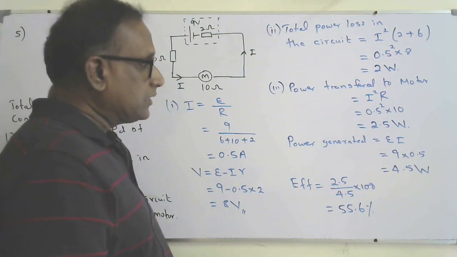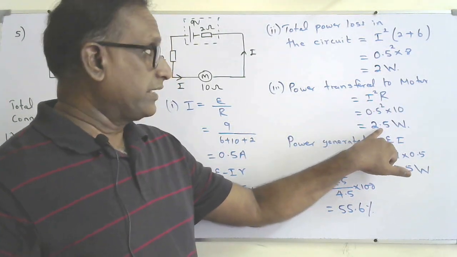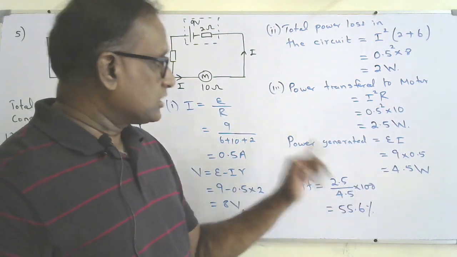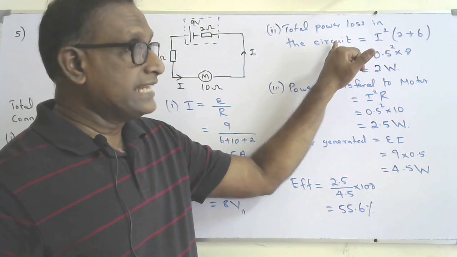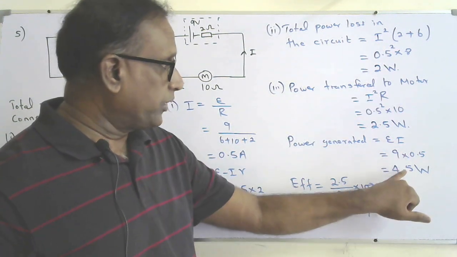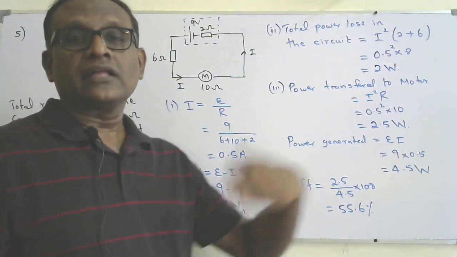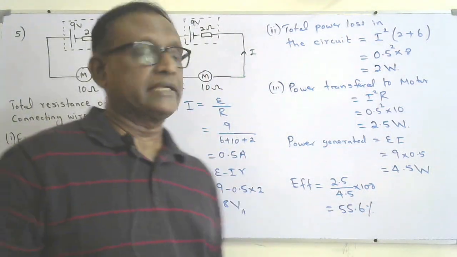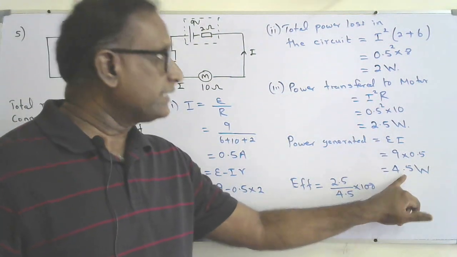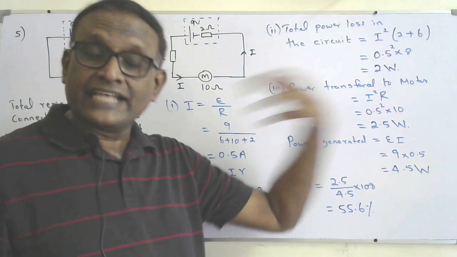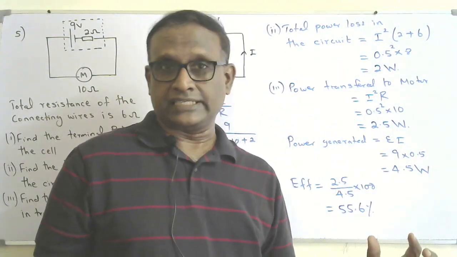So here I found the power transfer to the motor by using I squared R, 2.5. Or you can find like this: total power generated is 4.5. Power wastage in the circuit is 2. So 4.5 minus 2 is equal to 2.5. That way also you can find the power transfer to the motor. But I found it directly by using I squared R. If you want, you can find total power generated minus total power wastage in the circuit due to the internal resistance of the cell and the resistance of the connecting wires.